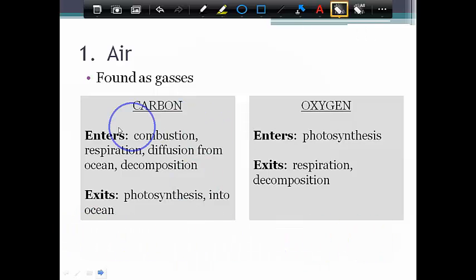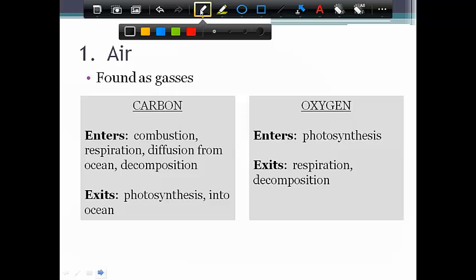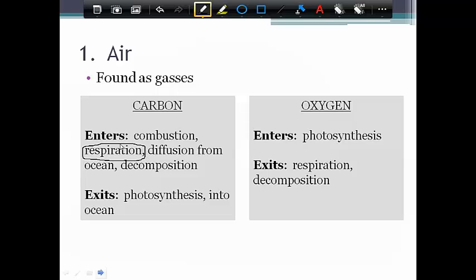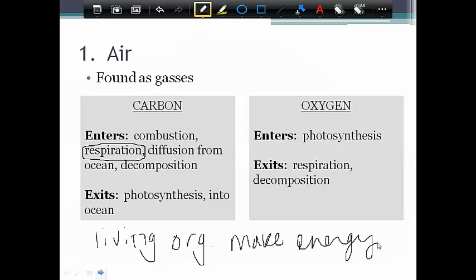Second one, respiration. Okay, this is the process that most living organisms go through in order to make energy. Okay, so we're just going to put living organisms make energy. This is not like breathing, okay, even though you've learned about the respiratory system and that's breathing. This is completely different. This is something called cellular respiration. This is how we make energy, for example, for our muscles to move. But plants also need this as well, so it's not just in animals.